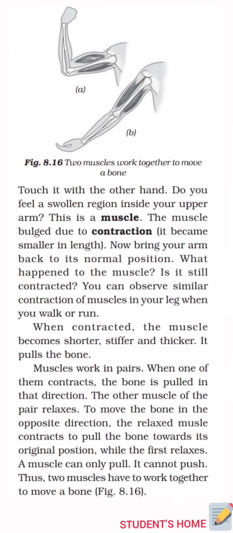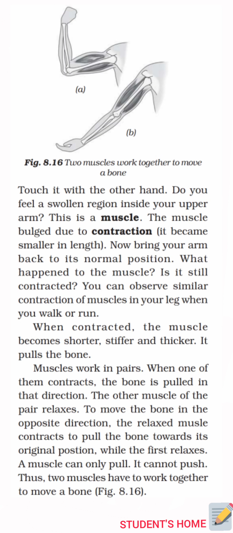So class, as we all know, our body contains muscles along with a skeleton. Muscle is the tissue that we find in our body which helps in our muscular actions. When contracted, that means when we shrink, the muscle becomes shorter, stiffer and thicker. It pulls the bone. Muscles work in pairs. When one of them contracts, the bone is pulled in that direction. The other muscle of the pair relaxes to move the bone in the opposite direction.